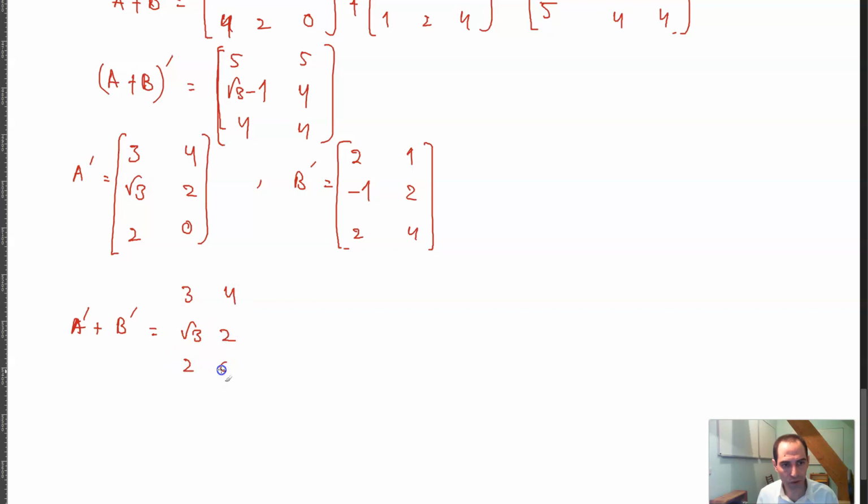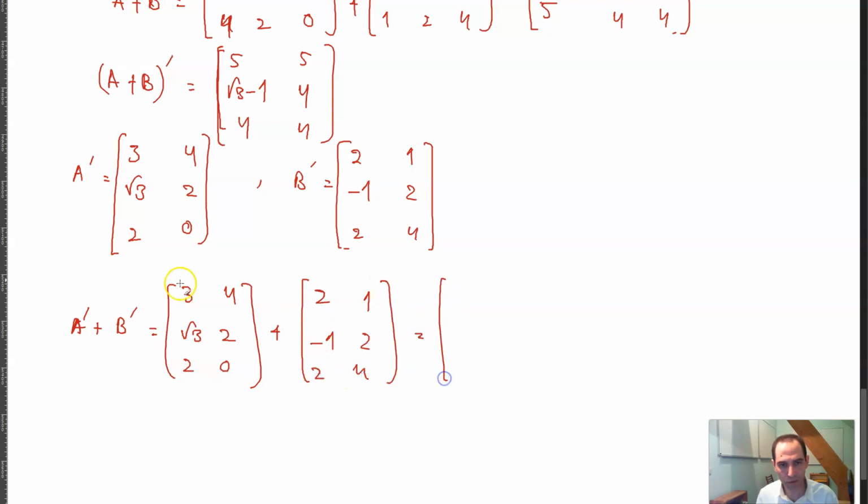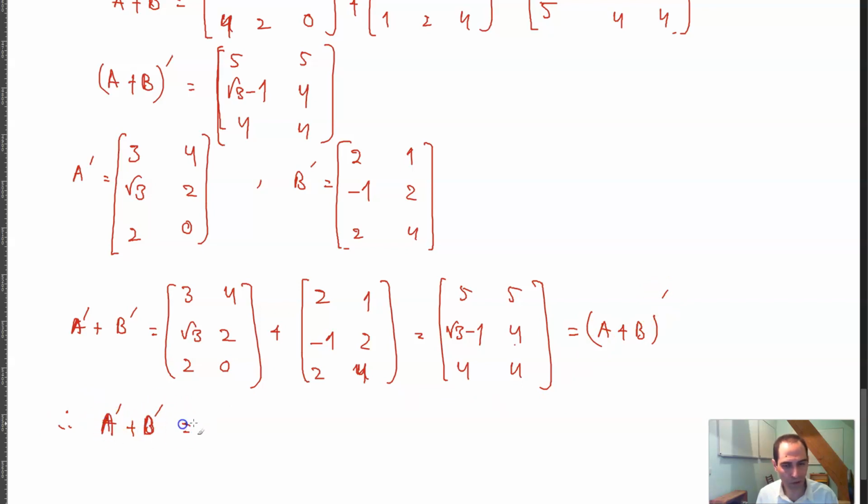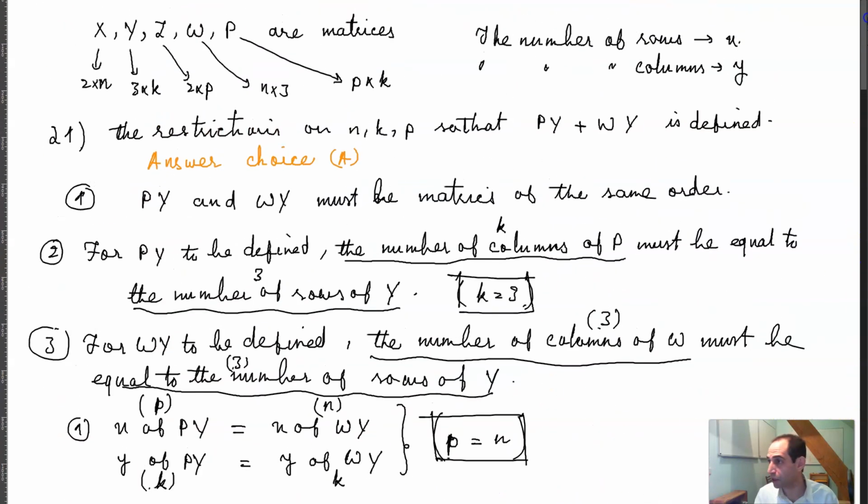And now A transpose plus B transpose is equal to 3, 4, square root of 3, 2, 2, 0, and that added to 2, 1, negative 1, 2, 2, 4, which is equal to 3 plus 2 is equal to 5, 4 plus 1 is equal to 5, square root of 3 minus 1, 4, 4, and 0 plus 4 is equal to 4, which is actually equal to this matrix here, which is the same thing as A plus B whole transpose, which means that A transpose plus B transpose is actually equal to A plus B whole transpose. That is the second part of this question.